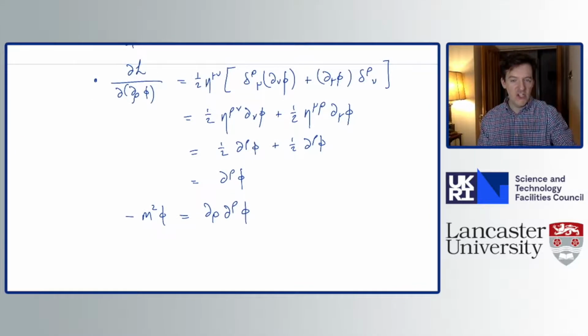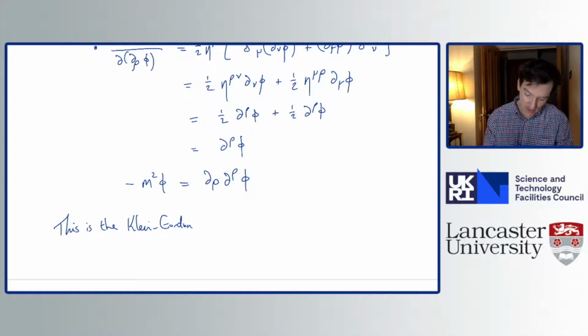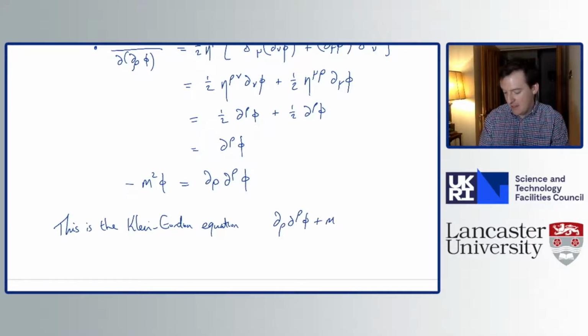So this equation, hopefully you'll recognize, hopefully you've seen it before. This is the famous Klein-Gordon equation. This is the field equation that follows from this particular Lagrangian. Okay, so this is often written with both terms on the same side, and we set it equal to 0.